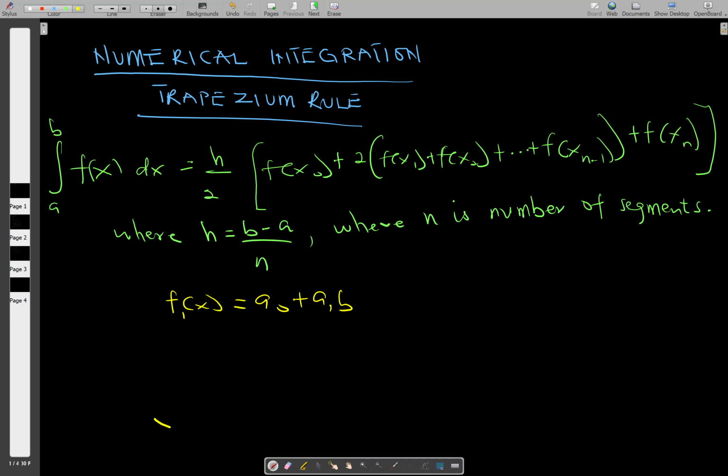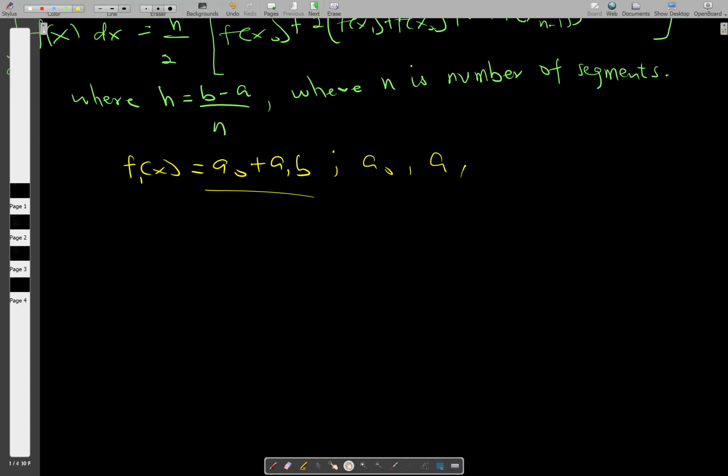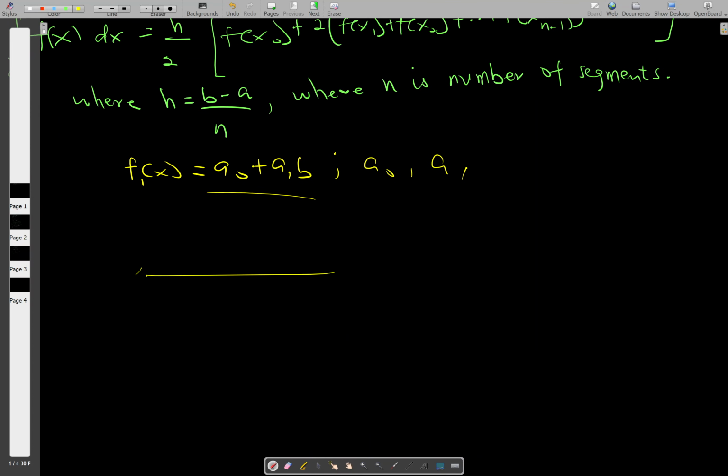So we have 2 points, a0 and a1. For a single segment, when you have 2 points, we obtain a single segment, that's a0 up to a1. For the trapezoidal rule, you can choose any number of segments that you want.